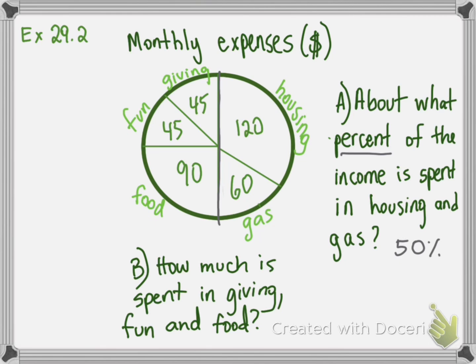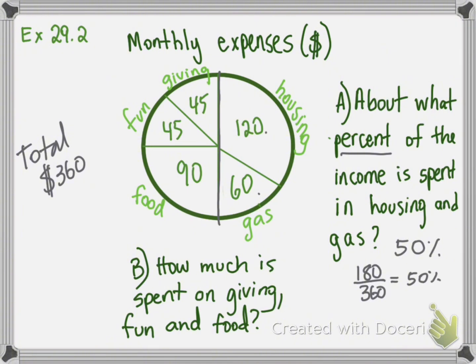And again, if we were not sure, what we would have to do is find the total, which in this case is $360. And then just divide the 120 plus 60, which is 180, divided by 360. And that would give us 50%. Now, the second question, it asks how much is spent on giving, fun and food. So all we have to do is just add 45 plus 45 plus 90, and that's going to be $180.